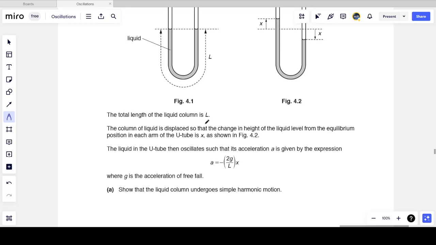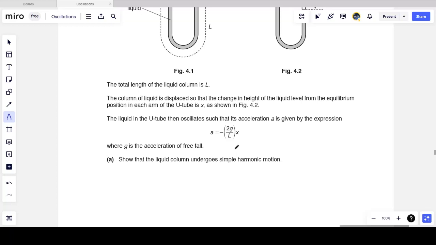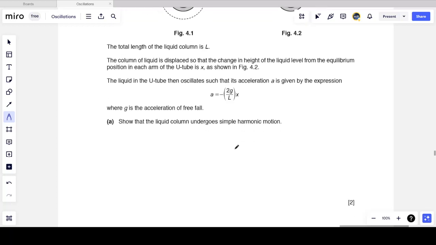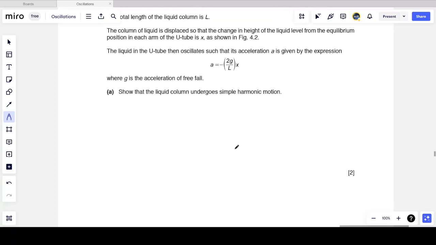The liquid in the U-tube then oscillates such that the acceleration a is given by a is minus 2g over L times x, where g is the acceleration of free fall, and we want to show that the liquid column undergoes simple harmonic motion. So basically we want to show that a is equal to minus some positive constant, because omega squared always will be positive, times x. So what I can see immediately is g is an acceleration, it's always greater than 0. L is also a positive constant, it's a length, it's always greater than 0.